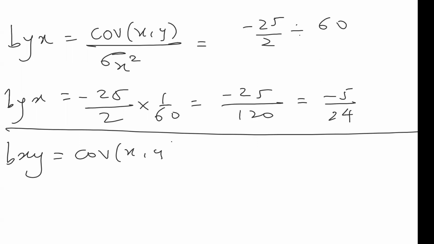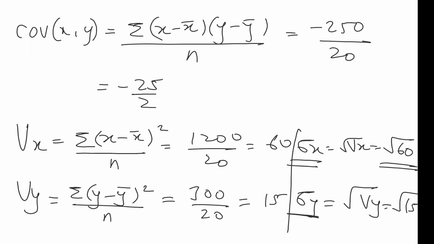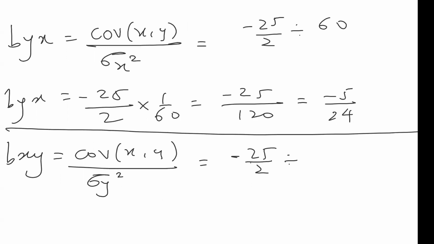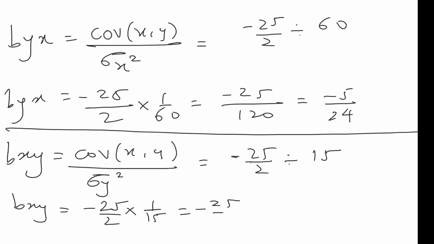Covariance of xy divided by the standard deviation of y squared, where covariance of xy is minus 25 upon 2. The standard deviation of y squared will be root 15 squared, which is 15. So bxy is equal to minus 25 by 2 into 1 by 15, which is minus 25 by 30. So this is minus 5 by 6.